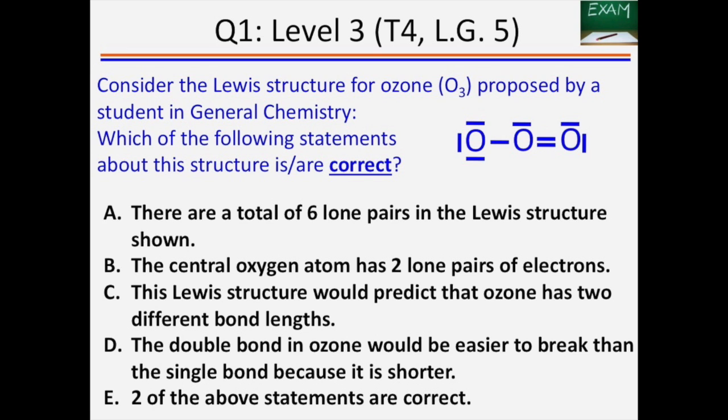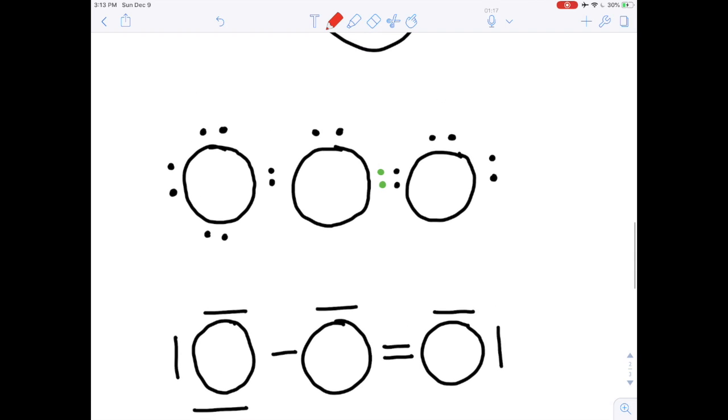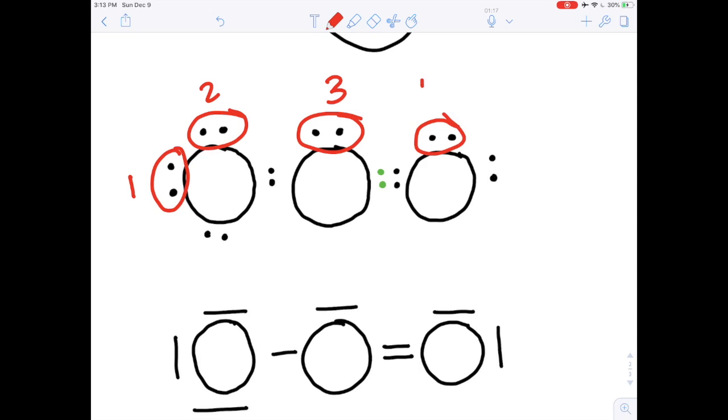Now, let's look back at the problem. Choice A states that there are a total of 6 lone pairs in the Lewis structure shown. This is correct. Remember, a lone pair is a pair of valence electrons that are not being shared with another atom. Let's count the lone pairs.